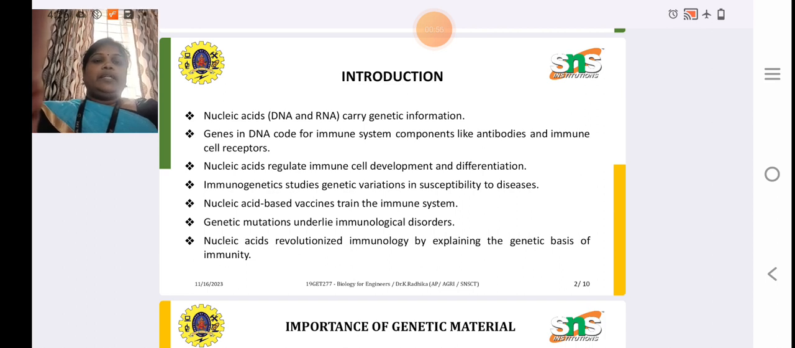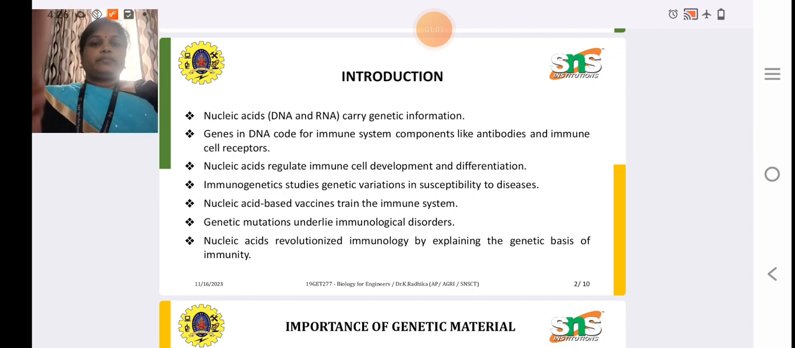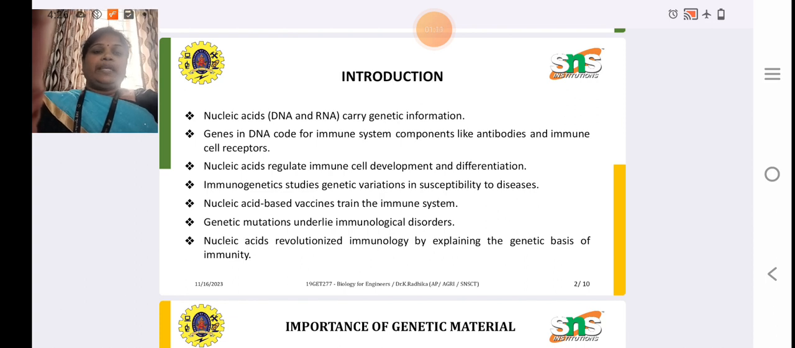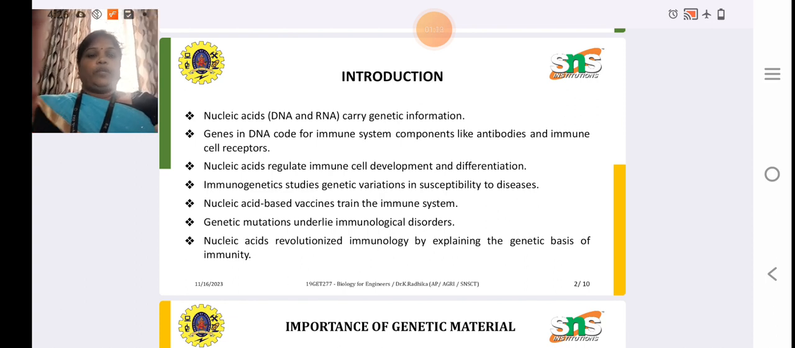Immunogenetic studies show genetic variation in susceptibility to diseases. Nucleic acid based vaccines train the immune system. Genetic mutations underlie immunological disorders. So, nucleic acid revolutionized immunology by explaining the genetic basis of immunity.